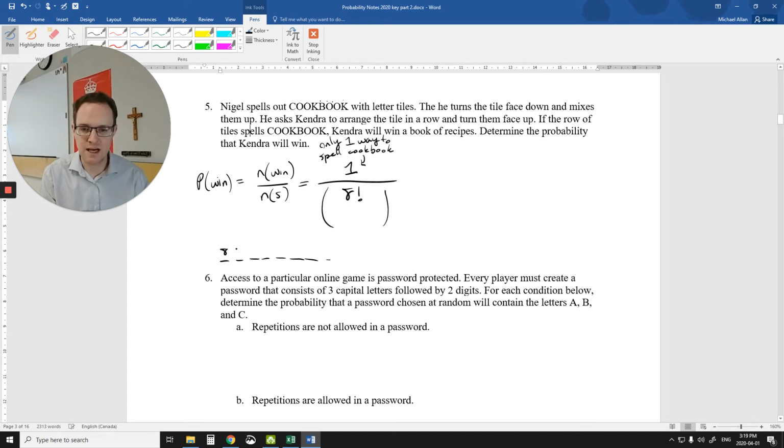I have 8 choices for that one. 7, 6, 5, 4, 3, 2, 1. Now multiply them all together. And that's how many ways you can rearrange the letters in the word cookbook.